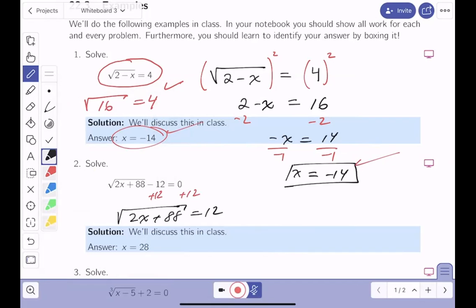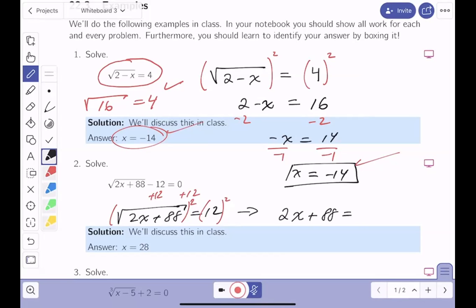All right, what do you do now? Well, the radical now is isolated. It's alone on one side. There's only one radical there. So what do I do? I raise both sides to the radical's index. And this is a square root problem, so it's 2. Let's do that. What's nice about this is it simplifies pretty nicely. It's 2x plus 88.